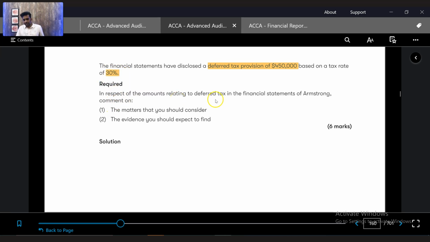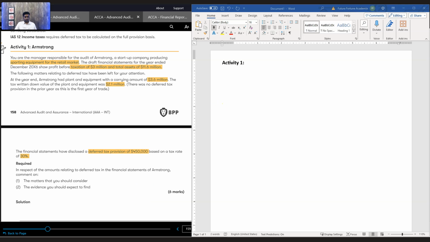In respect of the amounts relating to the deferred tax, comment on the matters you should consider. Second, the evidence you should expect to find. So let's now divide this answer into what we learned on the approach: materiality, risk, finally the assertions, and then the audit evidence and the audit procedures. So first let's talk about the materiality. Now this comes under the question 1, the matters you should consider, right? So the matters you consider, the evidence is the second point. Okay, so I'm gonna write it here, the matters you should consider. The first one is the materiality.